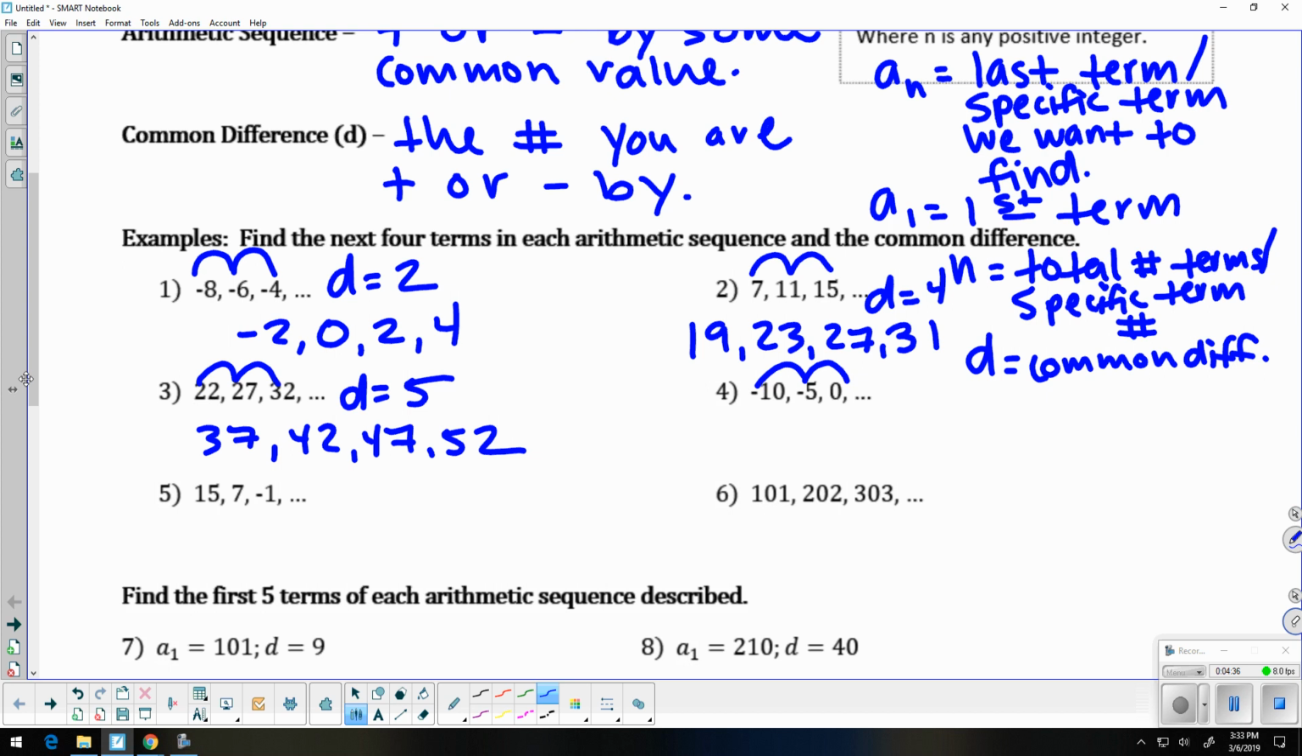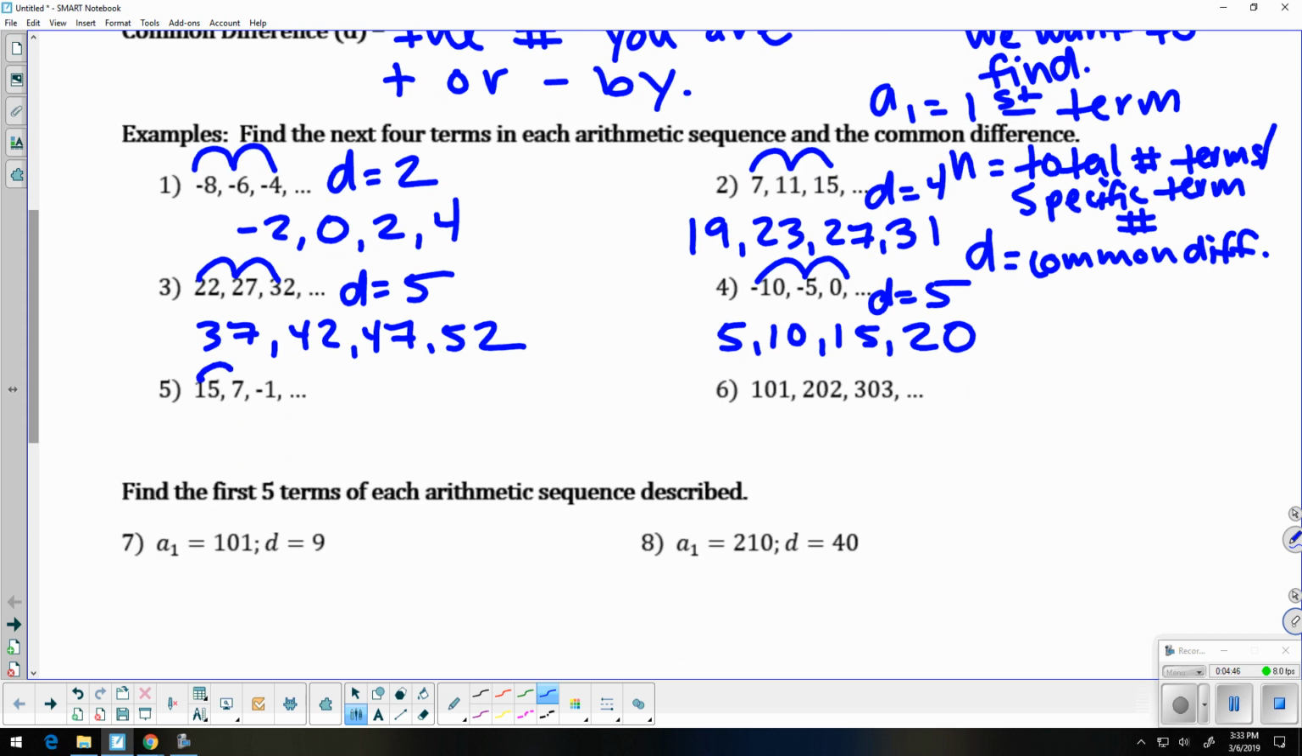The next one, find the common difference. Once again, if you look at these numbers, they're increasing, it looks like by 5 again. So then we have 5, 10, 15, and then 20. The next one, our numbers are actually going down. They're decreasing from 15 to 7 to -1, and they're decreasing by 8. So you can either say that you're adding -8 or that you're subtracting 8, same thing either way.